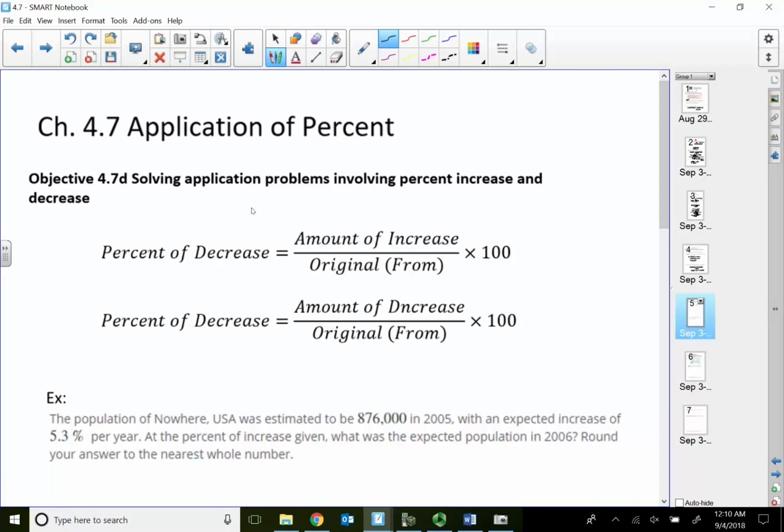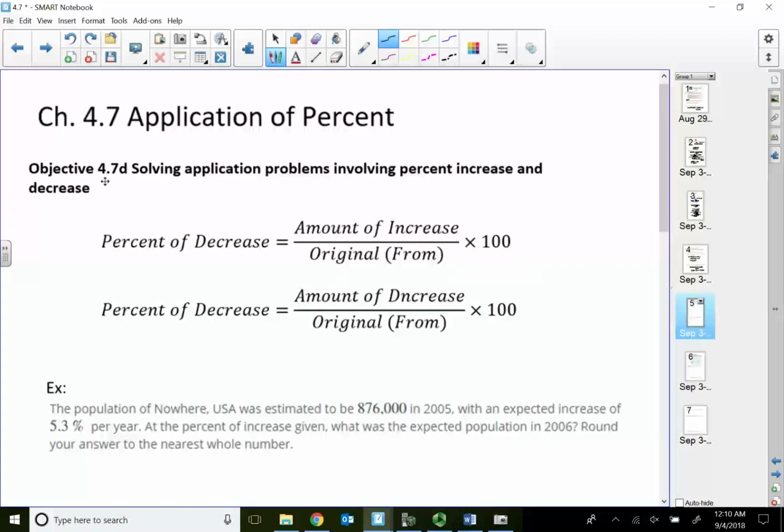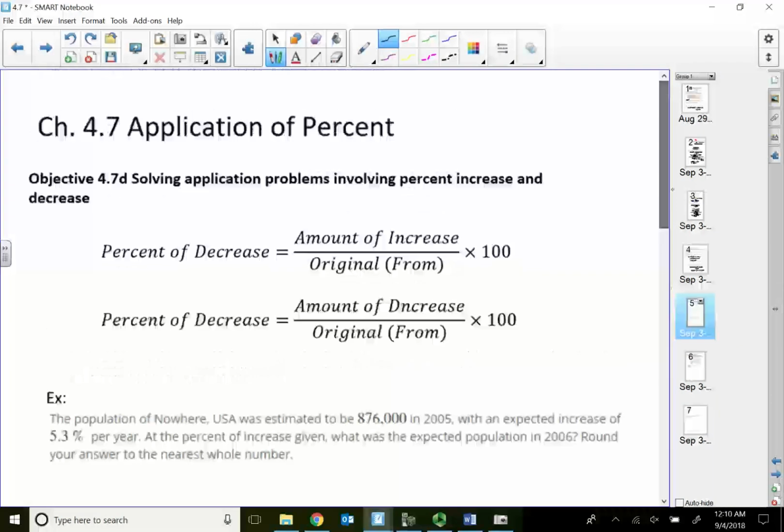In this lecture video, we're going to take a look at solving application problems involving percent increase and percent decrease. These types of problems are one of my favorites in Module 4. In a previous lecture video, I mentioned that percent is a part. It means the same thing, it's just in different units.